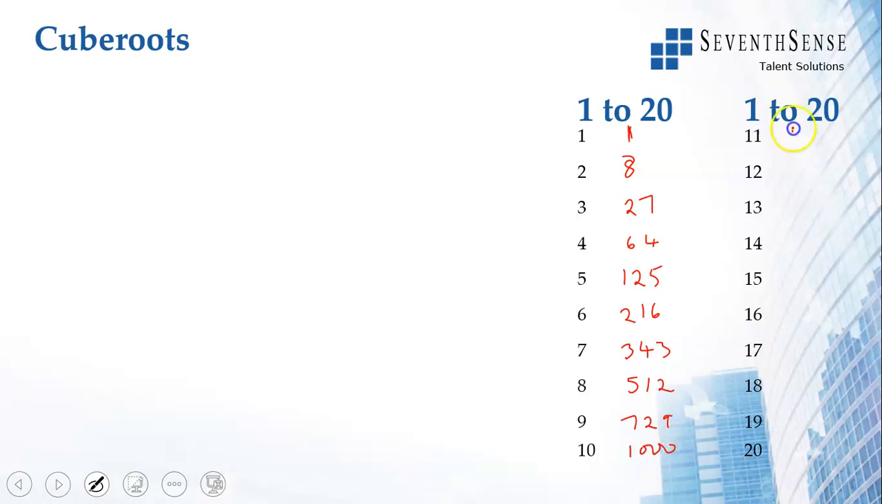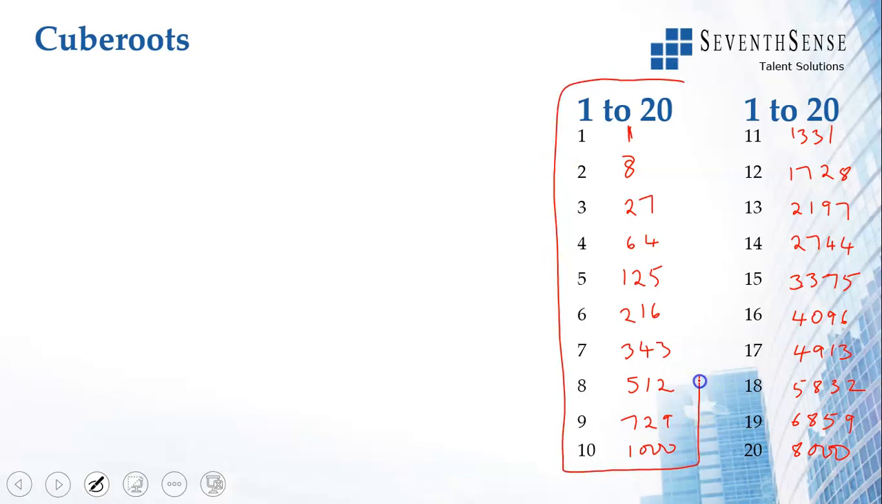Similarly, 11 is 1331, 12 is 1728, 13 is 2197, 14 is 2744, 15 is 3375, 16 is 4096, 17 is 4913, 18 is 5832, 19 is 6859, and 20 is 8000. If you don't remember it from 1 to 20, at least remember these 1 to 10.